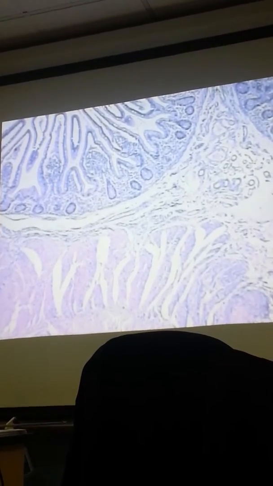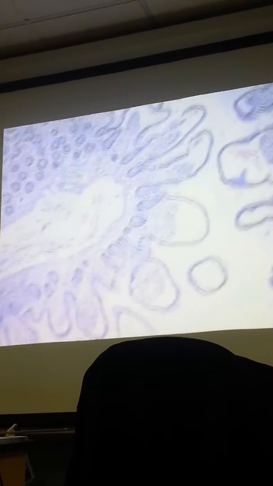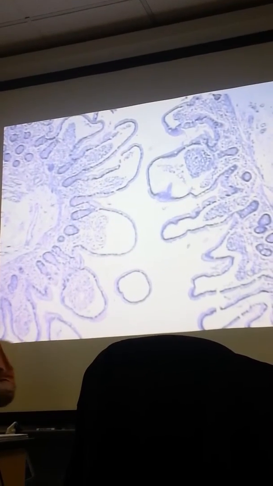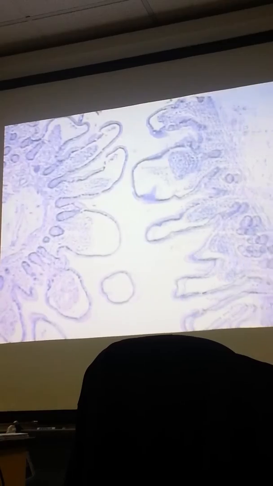All right, so this is it. What do you notice? Anything different about this? Well, it's got nice completed ones. Any doubt that this is truly simple columnar epithelium? Let's go closer and see if it's true.